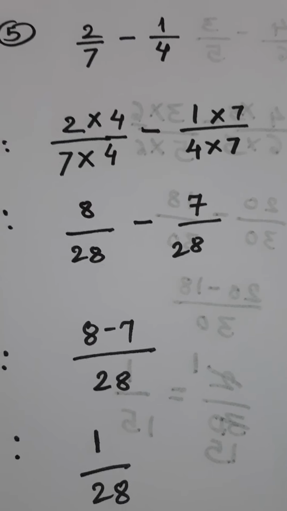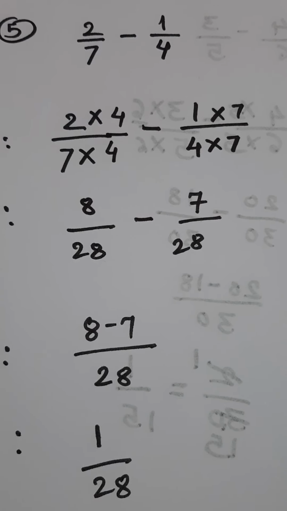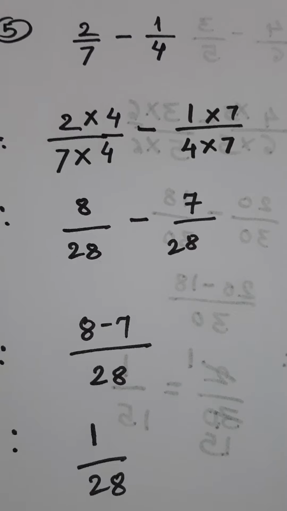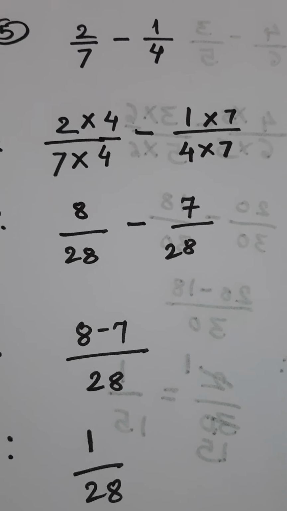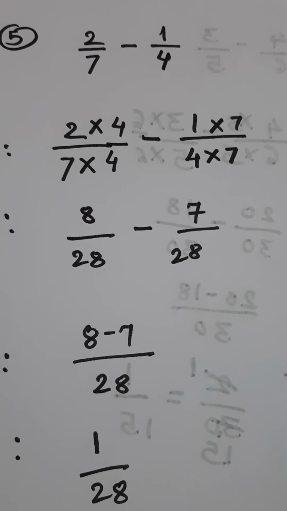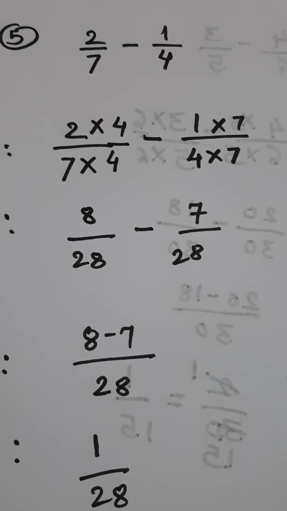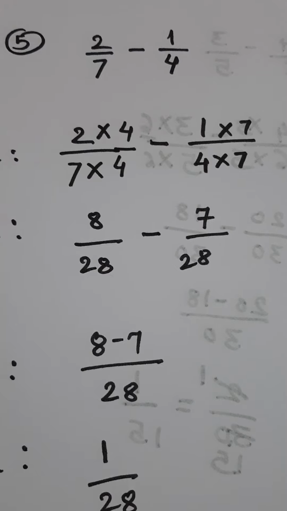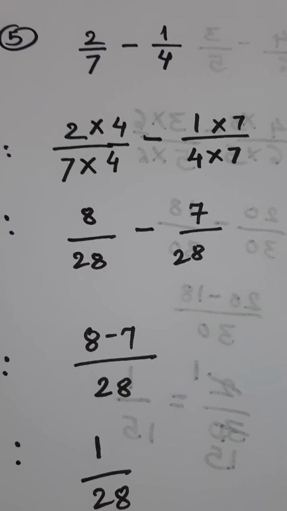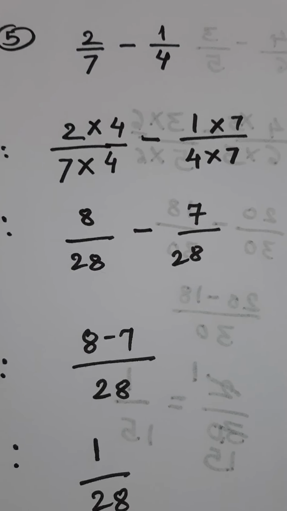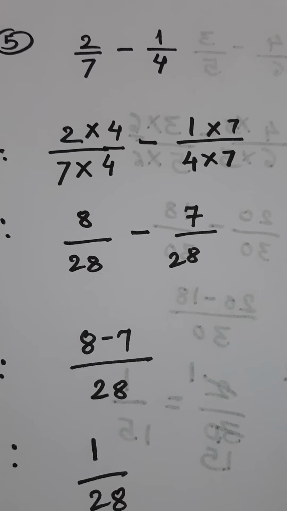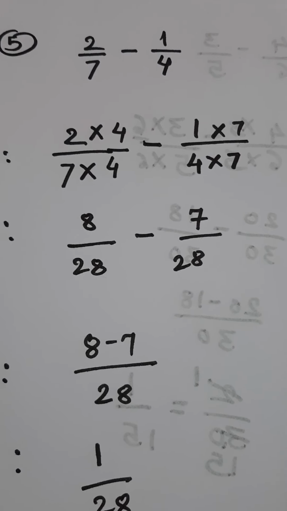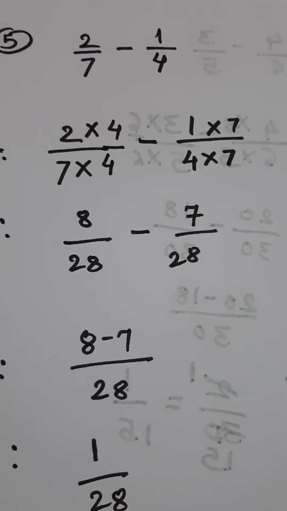Understood? You have to do more and more practice of addition and subtraction of unlike fractions. Addition and subtraction of like fractions is very simple because you don't have to change their denominators. But when unlike fractions are there, you have to convert them into like fractions, and then you carry out the addition as well as subtraction.